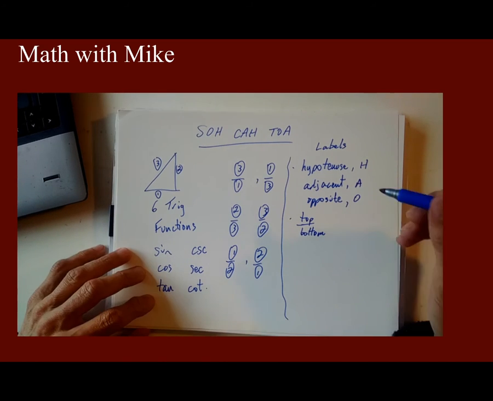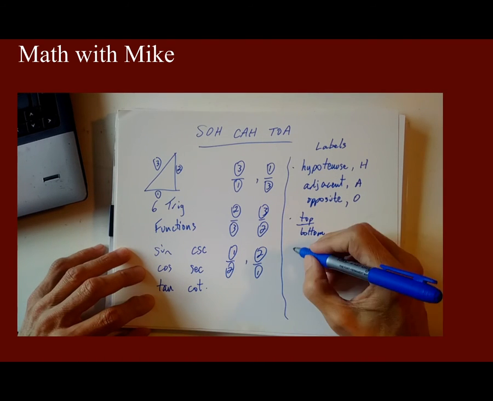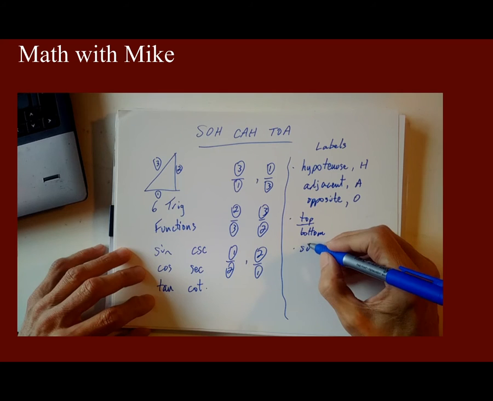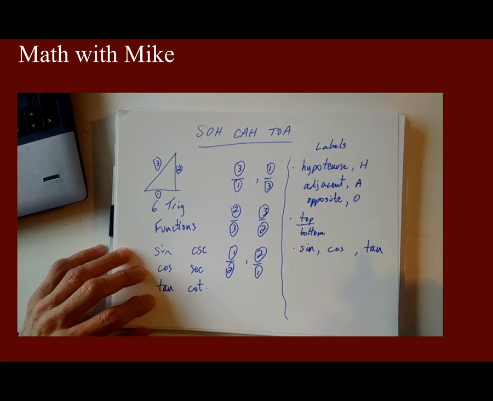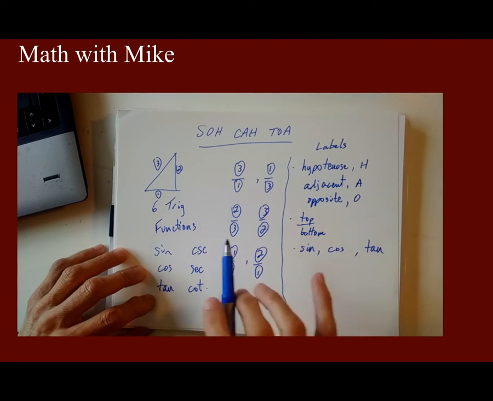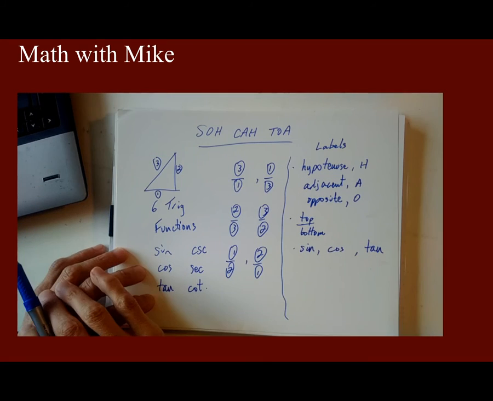And then lastly, we have the trig functions that we're going to work with. And those will be sine, cosine, and tangent only to begin with. So, what do these 1, 2, 3 things have to do with SOH CAH TOA? Well, there's a lot of good info in here. And here's how it works.